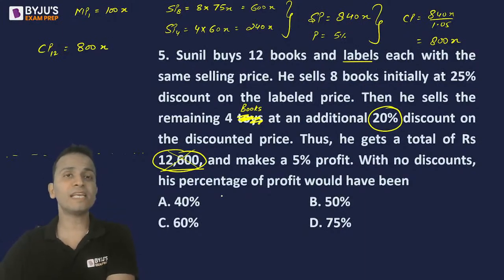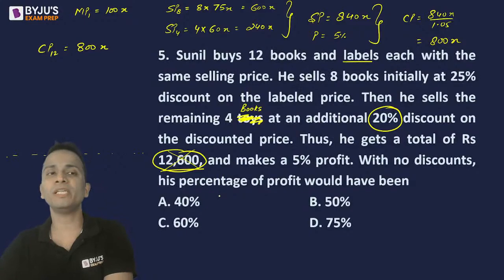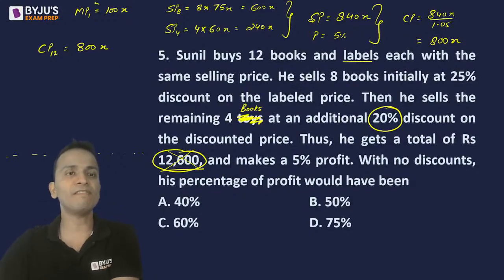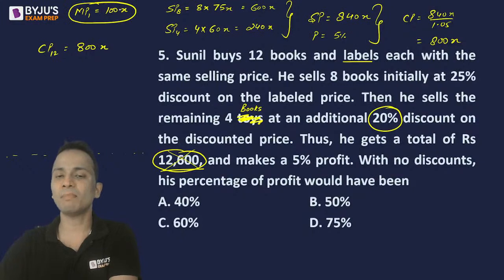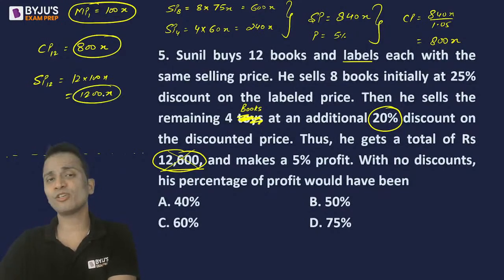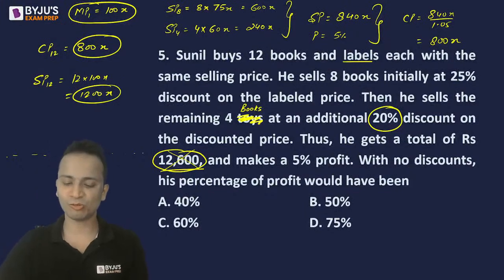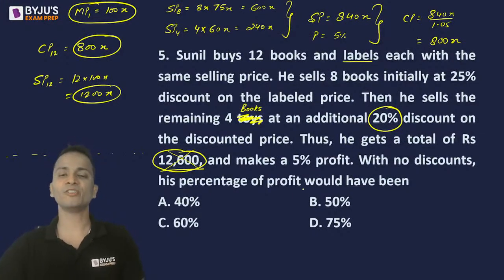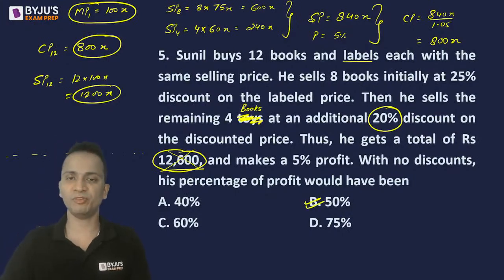Now if we sell at 0% discount, that means if I sell each of the books at the market price, what will be the selling price for these 12 books? Market price of each book is 100x. So selling price will be 12 multiplied by 100x, that is 1200x. So cost price of 800x, selling price of 1200x. You can find out the profit percentage. So the profit percentage here is 50%.